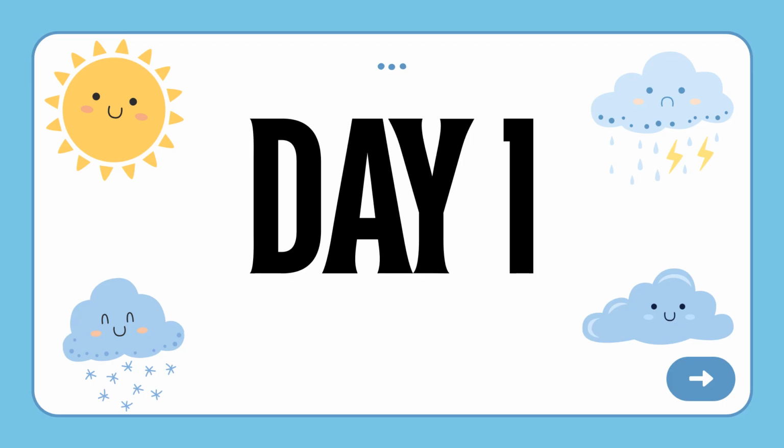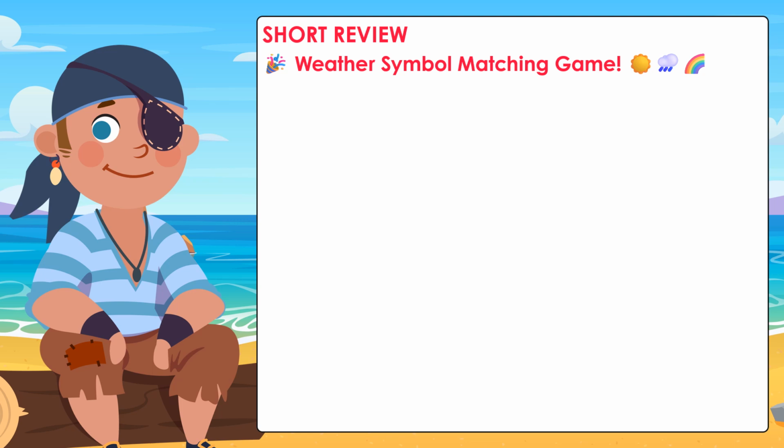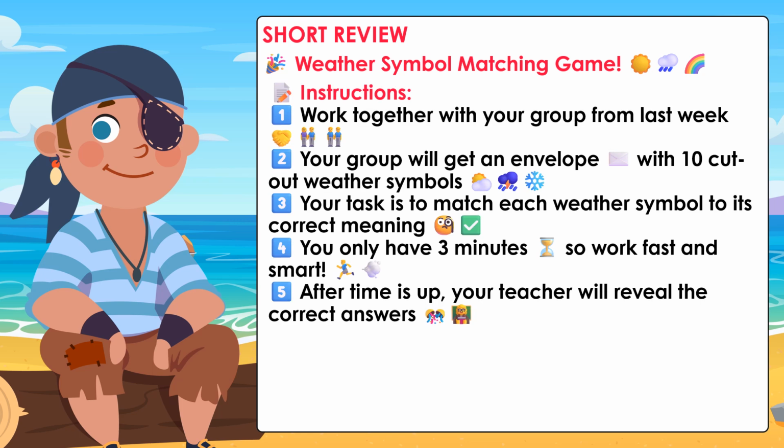Day 1. Let's have first a short review. Weather symbol matching game. Instructions: work together with your group from last week. Your group will get an envelope with 10 cut-out weather symbols. Your task is to match each weather symbol to its correct meaning. You only have 3 minutes to work fast and smart.